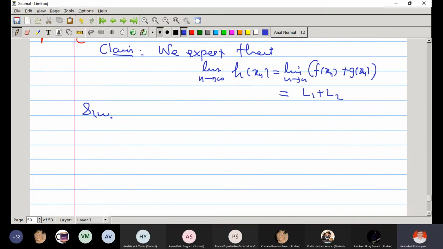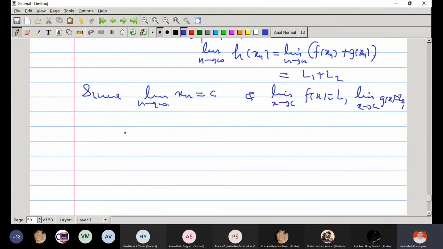So since the limit of x_n is equal to c, and the limit as x tends to c of f(x) is equal to L1, and the limit as x tends to c of g(x) is equal to L2, what do we have by the sequential criteria? What is the limit as n tends to infinity of f(x_n)? What is it?